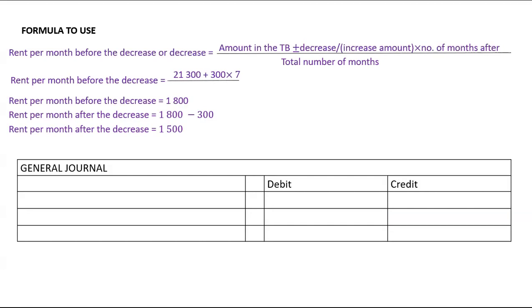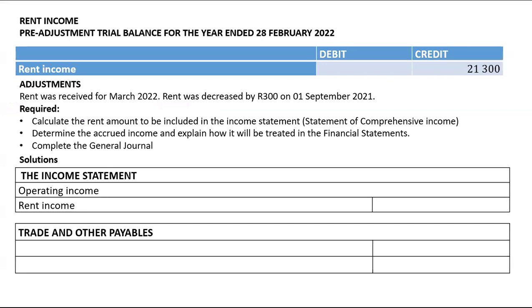We need to reduce our rent income by 1,500, which is the rent for March. It was received but not earned. So rent income decreases on the debit side, and we're going to have income received in advance on the credit side. For rent income, we're going to have 21,300. You minus that 1,500, which is still income received in advance.